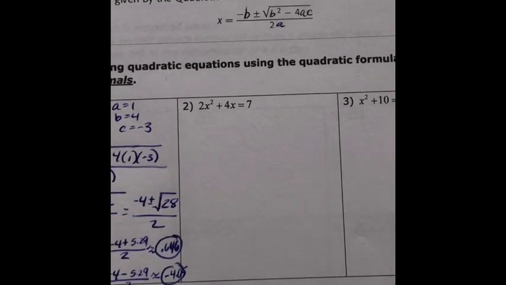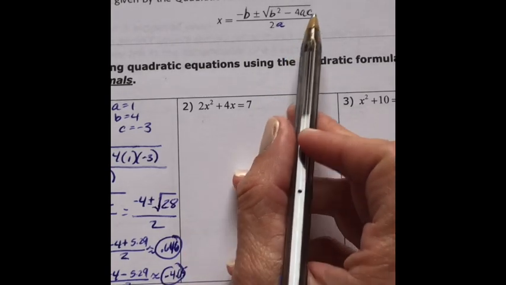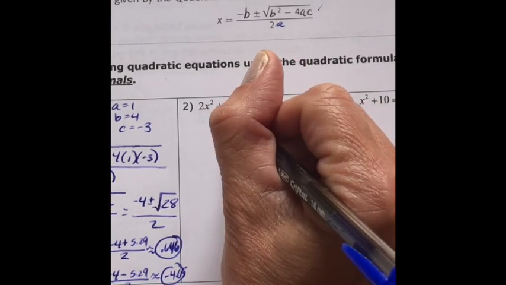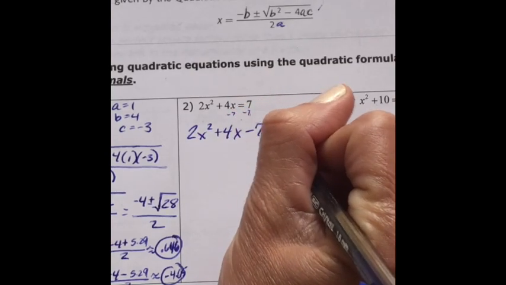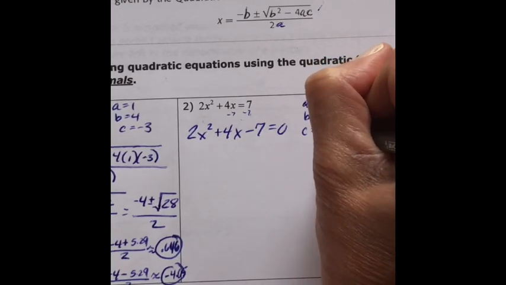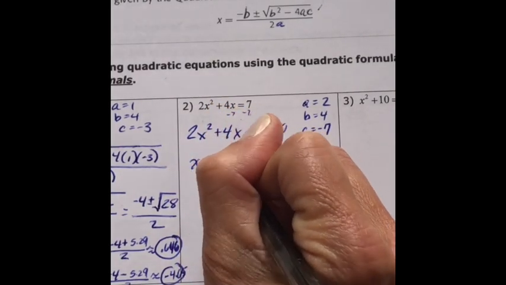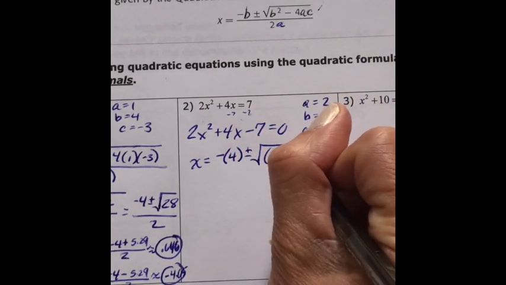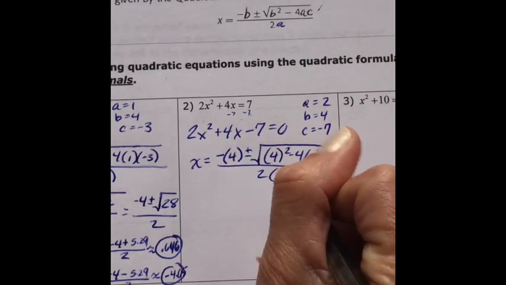The next problem shows another quadratic. However, it is not equal to 0. It must be equal to 0 in order to pick out the ABC. So go ahead and subtract 7 from both sides, and then this will be equal to 0. 2x squared plus 4x minus 7 equals 0. Now you pick out your A, your B, your C, and plug those into the formula. X equals opposite B plus or minus the square root b squared minus 4ac all over 2a.